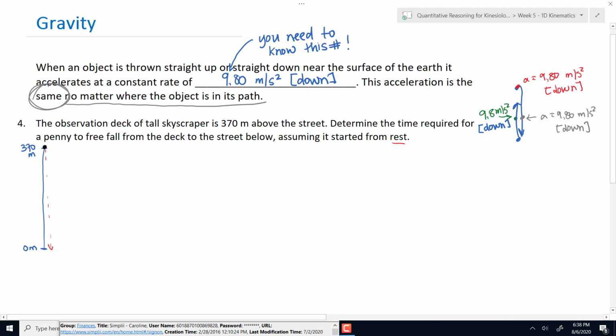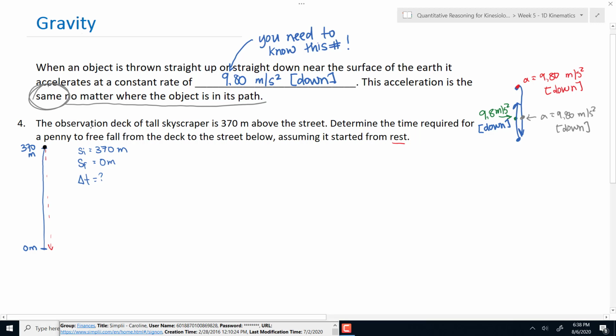So the penny starts at the very top. Okay, so if it starts at the top of the observation deck, it's at 370 meters, then that would be its initial position. Now we said the bottom, we defined it at 0 meters. The top is 370 meters, so I'm going to say S initial is 370 meters, and S final, the final position where it ends up, is 0 meters. Okay, we're looking for the time required, so that's delta t. That's my question mark. For the penny to free fall from the deck to the street below.